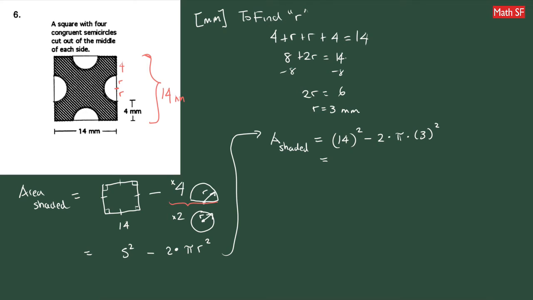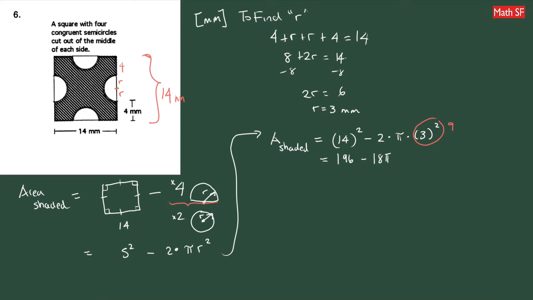So I'm going to have 14 squared. I believe that's 196. But let's double check that, in case we missed something. So yeah, 14 squared is going to be 196. And also recall that 3 squared is actually 9 times the 2 that you had in front. It should be 18 pi. So that should be our exact solution, because you cannot combine them.